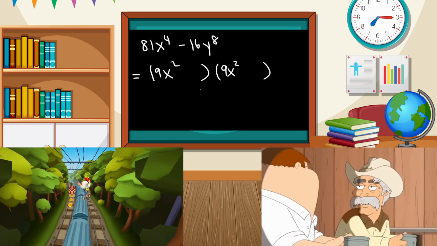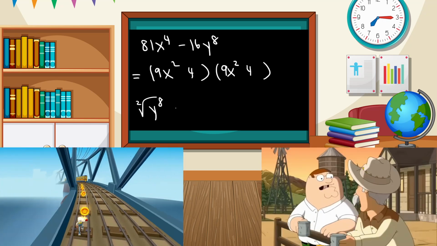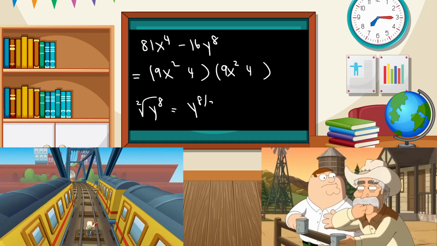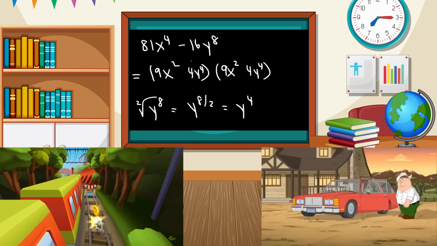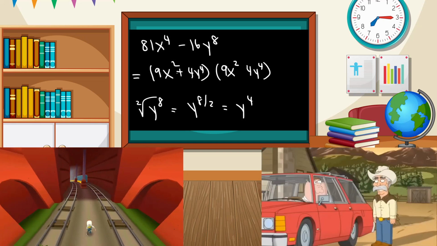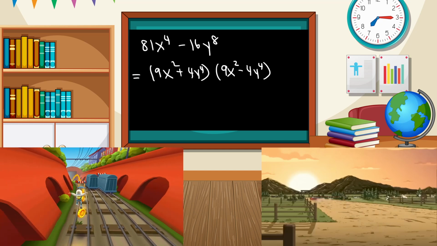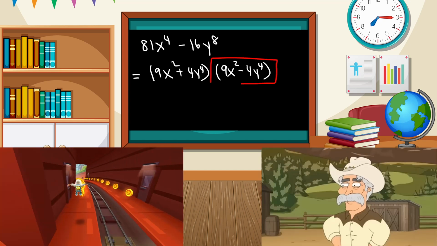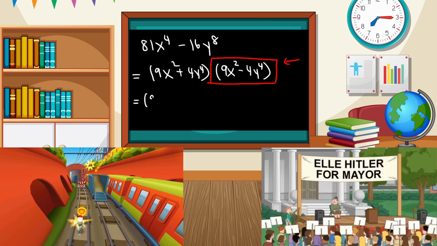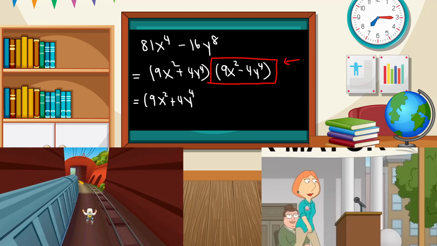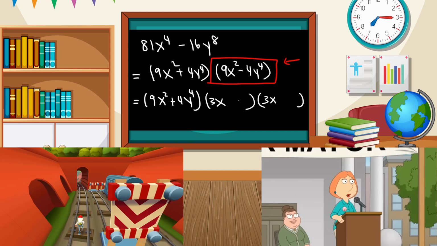Now what about the square root of 16y to the 8th? The square root of 16 is 4. And the square root of y to the 8th is the same as y to the 8th divided by 2, so it becomes y to the 4th. You just have to take half of this number. So the answer is going to be, well, this is not the final answer actually. Right now we have 9x squared plus 4y to the 4th, and 9x squared minus 4y to the 4th. However, notice that in this expression, we still have a difference of perfect squares. We can factor this further. So let's rewrite the first part. Now the square root of 9x squared is 3x, and the square root of 4y to the 4th is 2y squared.